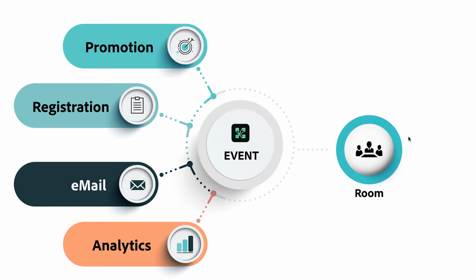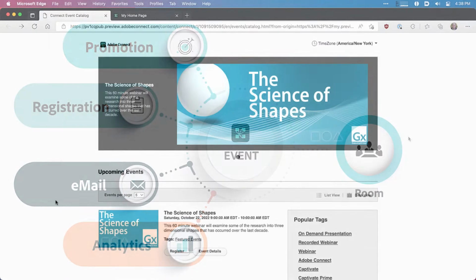But an event can point to anything on the Adobe Connect server, including content. So if you wanted people to register before they viewed a recording, or could read a PDF document, or view an MP4 video, you could also set up an event that pointed to content on the Adobe Connect server. In this video, we'll be taking a look at creating an event that points to a room.